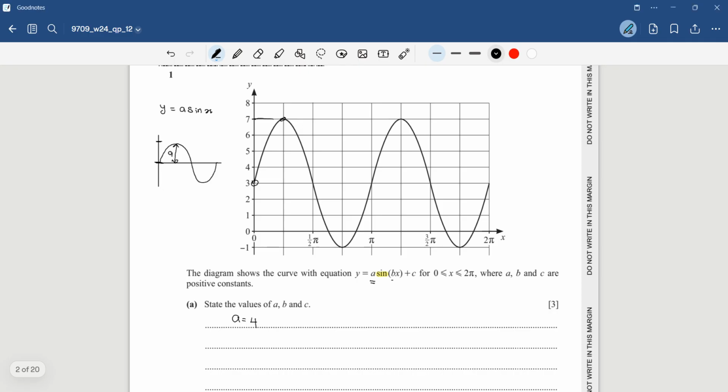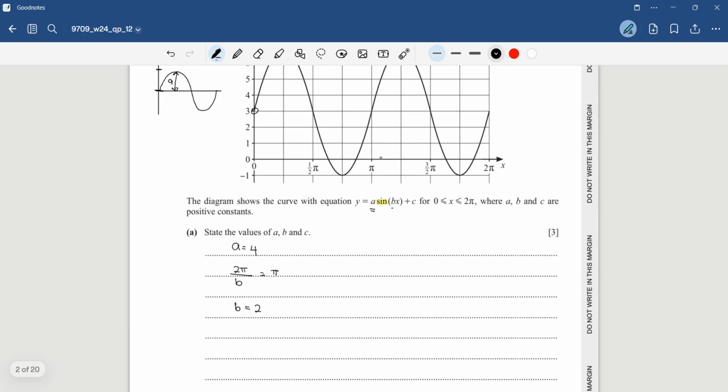Okay, and then b. So b will be the period. So 2 pi divided by b is equivalent to pi, because for it to make one complete cycle, the period here is pi. So b is equivalent to 2.